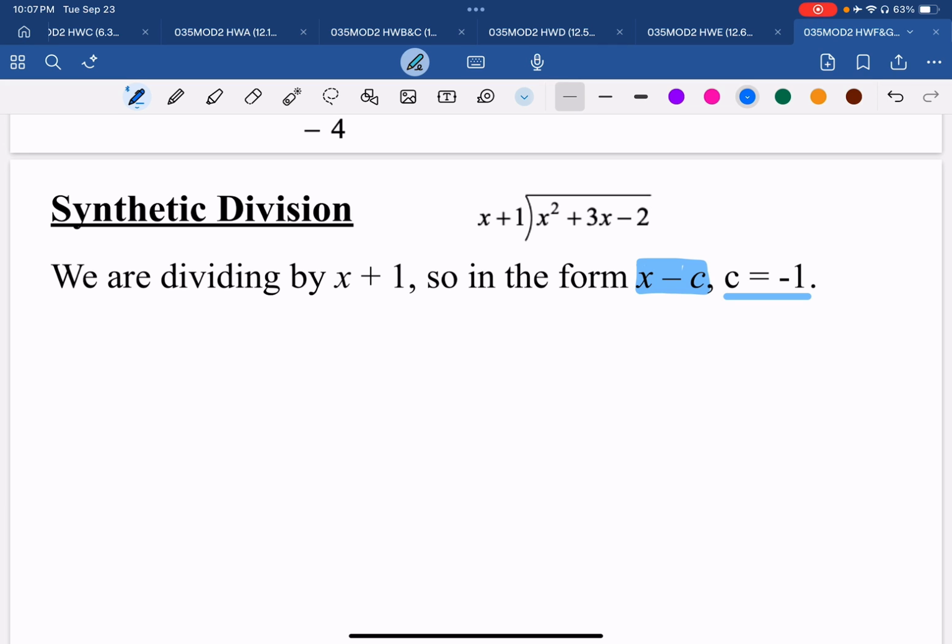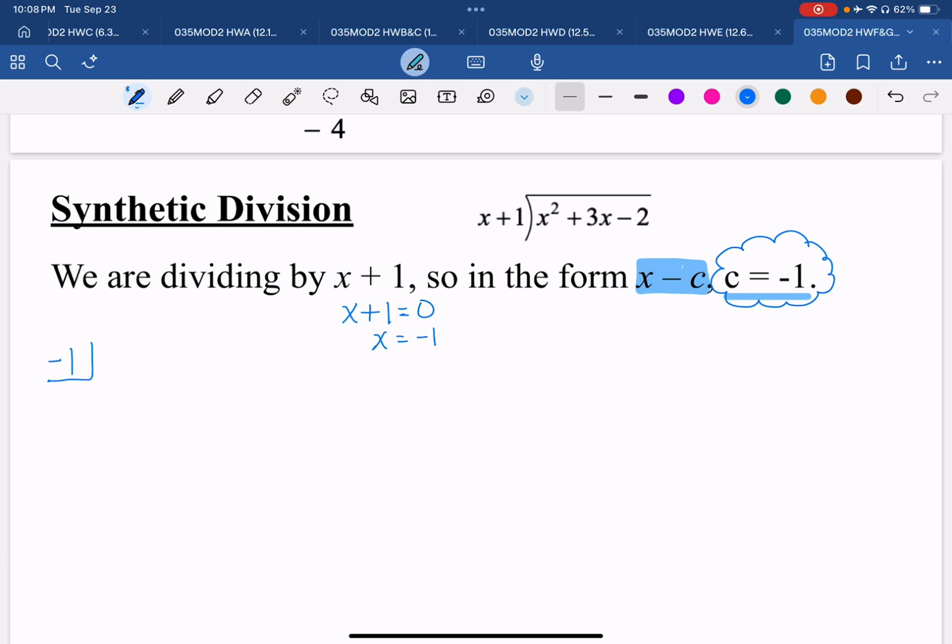When I am setting up my synthetic division, I'm going to set it up with this box in the corner. In my corner box, that's where I'm going to put this c value. And remember, the easiest way to find that is to take this, set it equal to 0, and solve. So we can subtract 1, and that's where we get that. So I'm going to put that in this box.